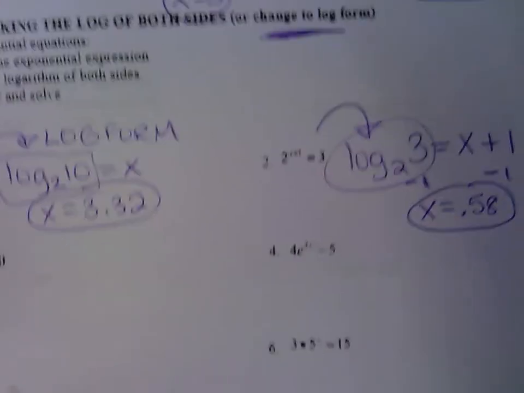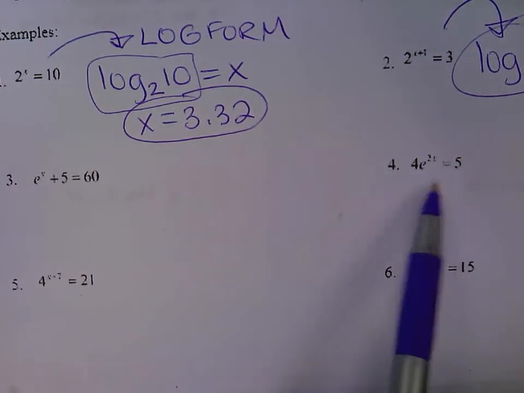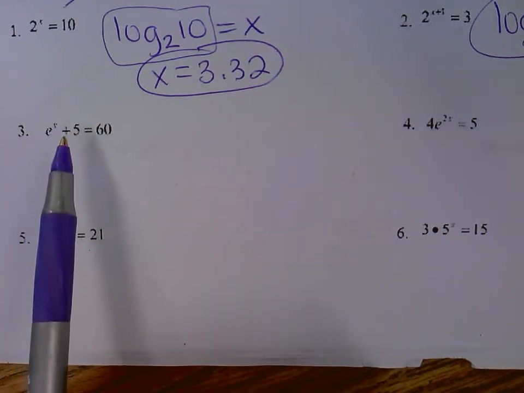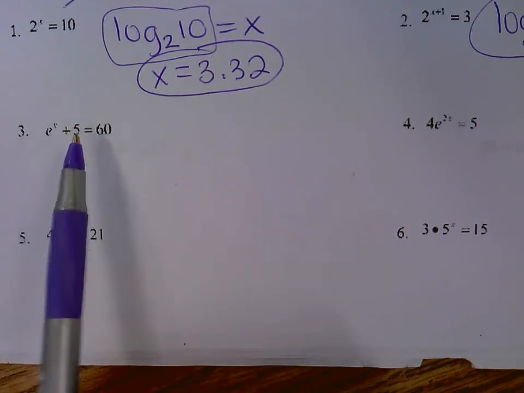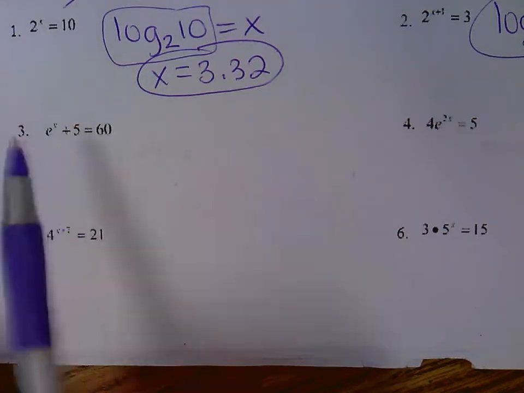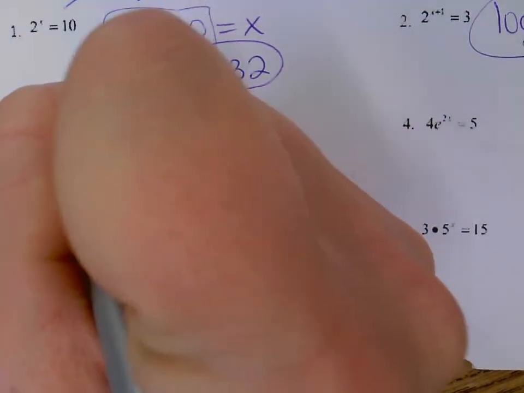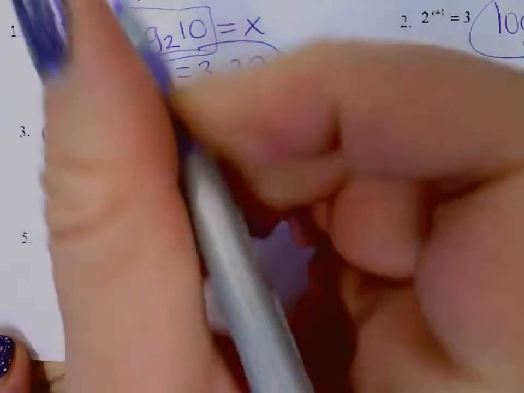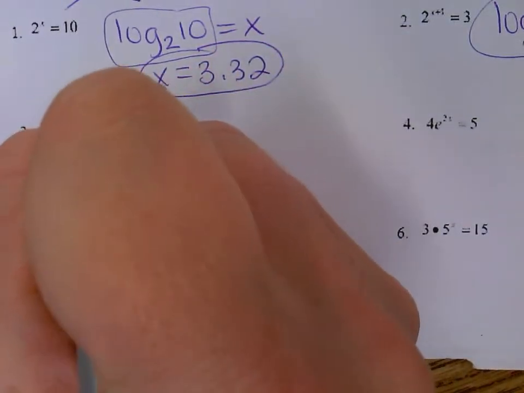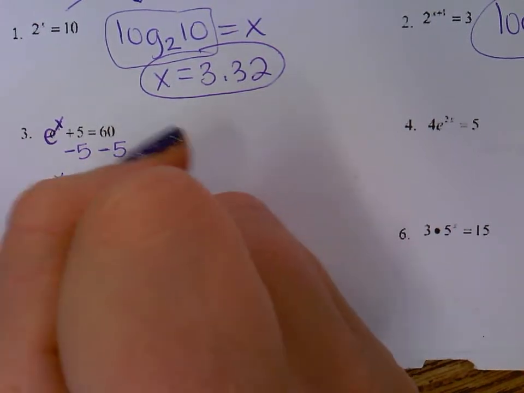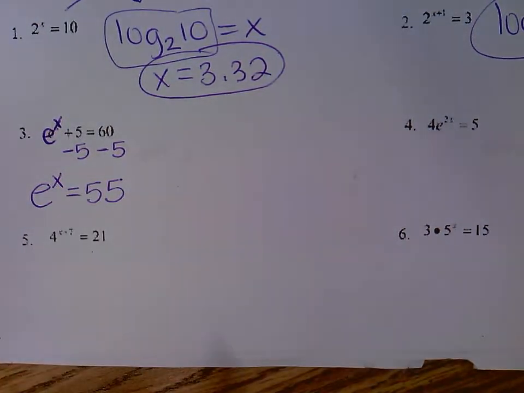All right, what's different about 3 and 4? So 3 and 4, there's a little something I have to do before I can change it into log form. What do I have to do on example 3 first? Before I change, this says e to the x right here. So e to the x plus 5 equals 60. So my first step is to subtract 5 from both sides. So e to the x equals 55.